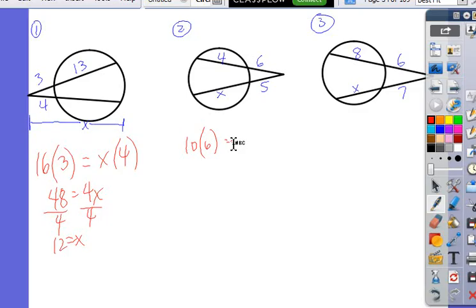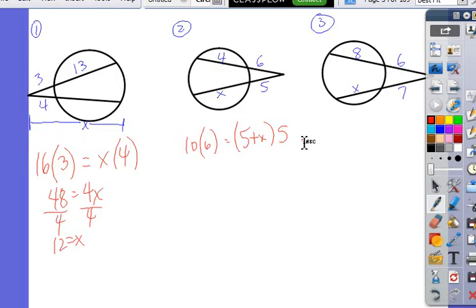Now, what is the whole thing for the bottom piece? It's x plus 5. How do I find the whole thing? What do I do with the two pieces? Add them. I did 6 plus 4, so I'm going to do the same thing here. The whole thing is 5 plus x. The outside piece is 5. So there's my equation I've got to work with.